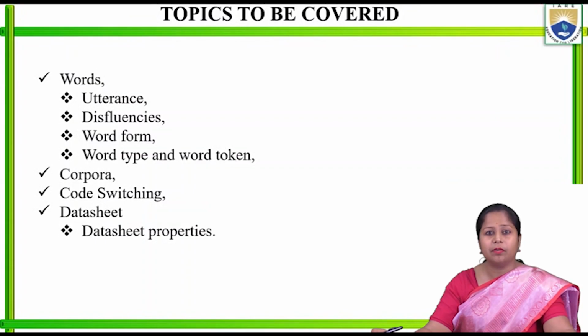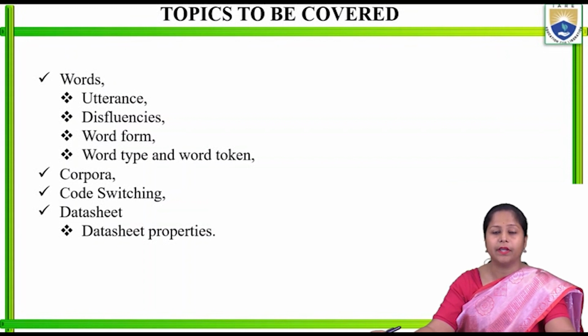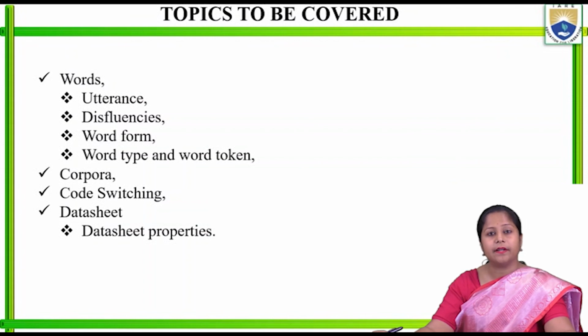Today I am going to discuss the words in NLP. I am going to discuss what a word is, how words are created in different sentences and paragraphs, what an utterance is, when it comes to speech, what disfluencies are, what word form is, how it is created, what the different word types are, and how word tokens are used, how the tokens from different sentences are made into separate words. What is corpora? That's nothing but a lot of documents. What is code switching? What is a dataset and dataset properties?